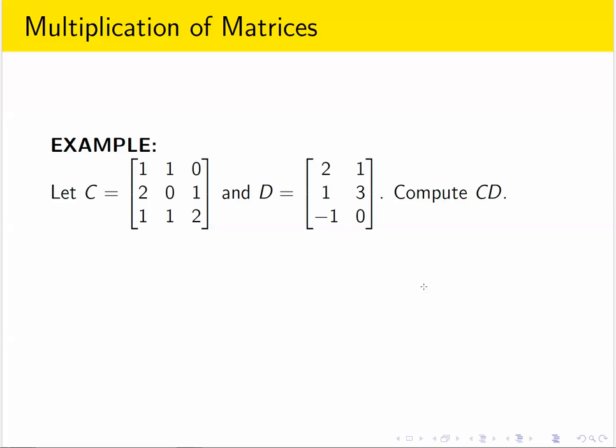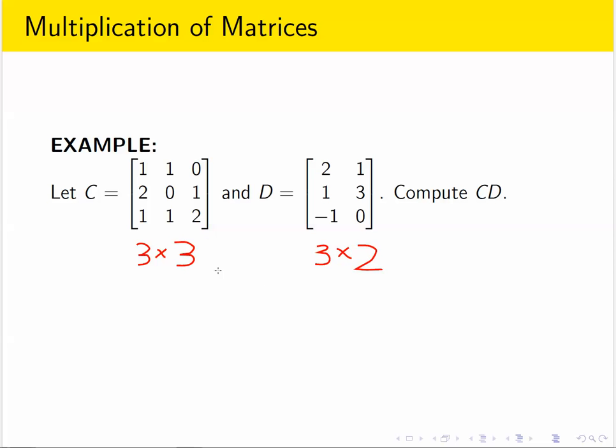Let's try C times D. So this is an example with bigger matrices. So first of all, let's see if we can predict the size of the product matrix. So C has 3 rows, and it has 3 columns, so the dimension is 3 by 3. D has 3 rows, but it only has 2 columns, so the dimension is 3 by 2.